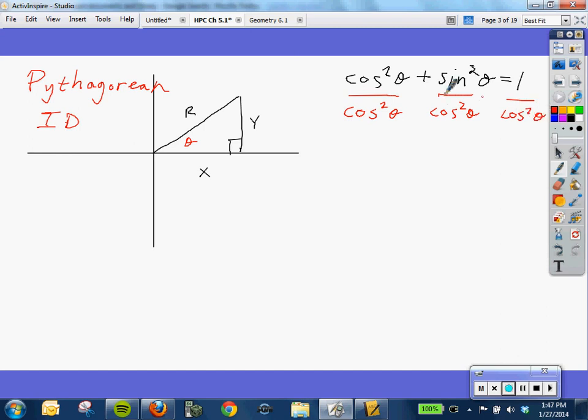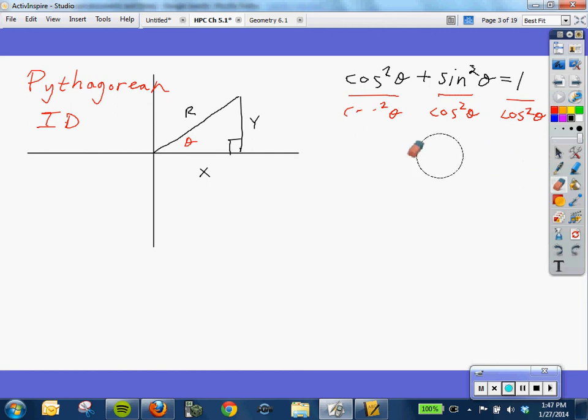We can divide each term by cosine squared. And here we have cosine over cosine, which turns to a 1. And then here we have a sine over cosine. Sine over cosine, that's a tangent. Because we have squared, we have tangent squared. And then we have 1 over cosine squared. That's going to give us secant squared. So that's one way to come up with the other identity. Just divide by cosine, and then you come up with your other identity.